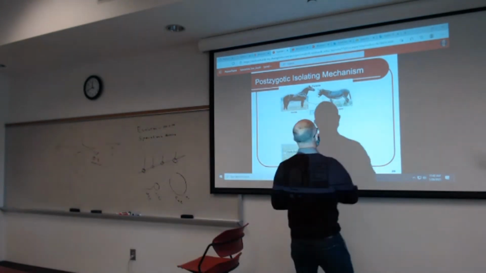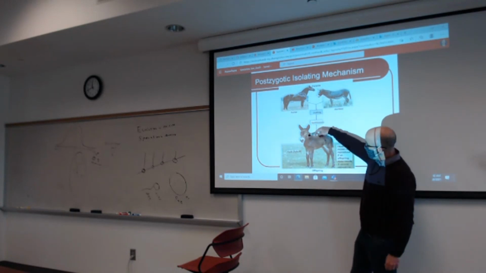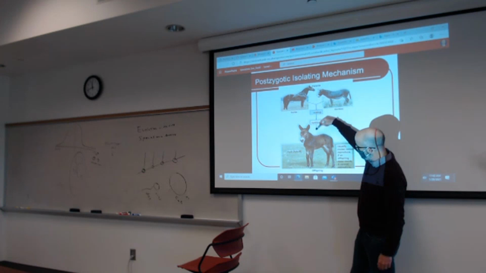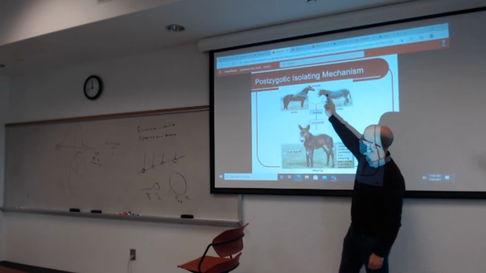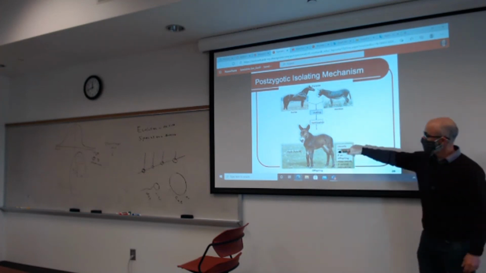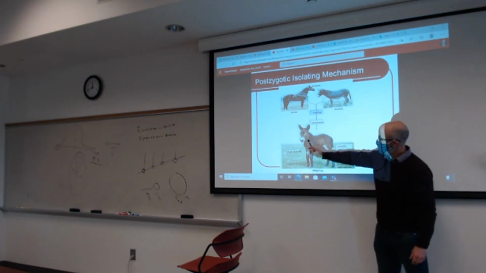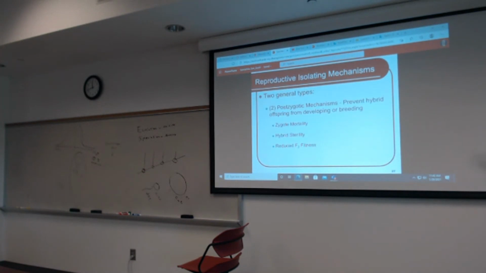So think about it, these are obviously very different from each other, and the mule is a mix of the two. And if we just kept doing this, then you sort of lose the distinctiveness and it just blends into something new. But that doesn't happen because of what we call hybrid sterility.